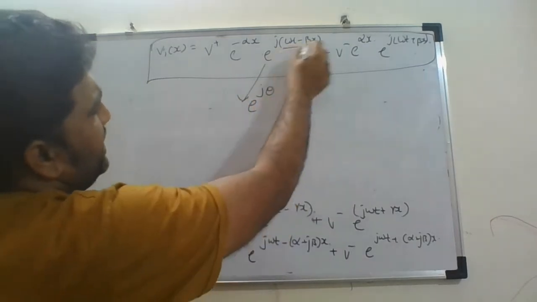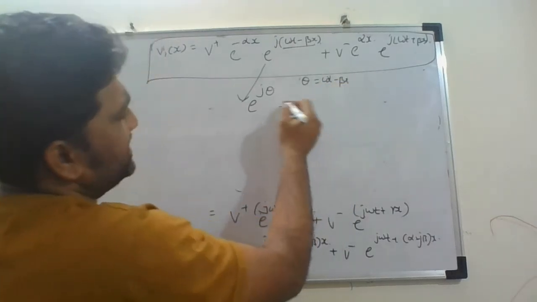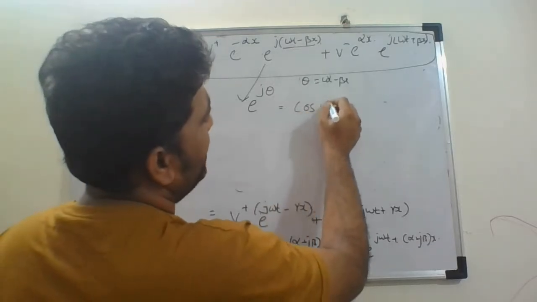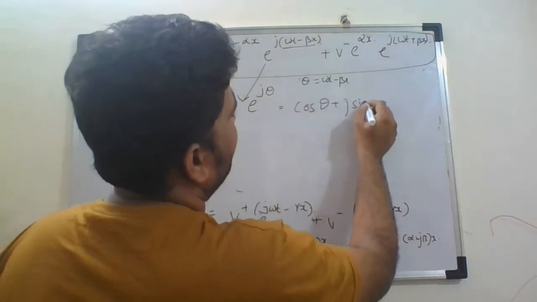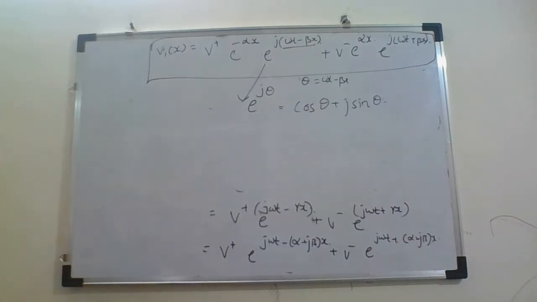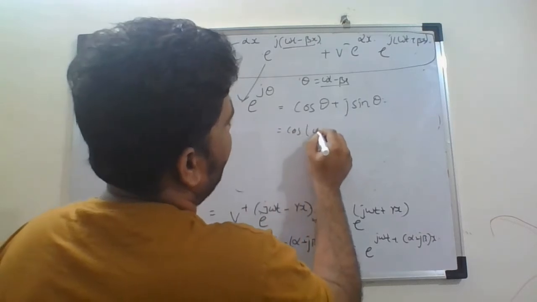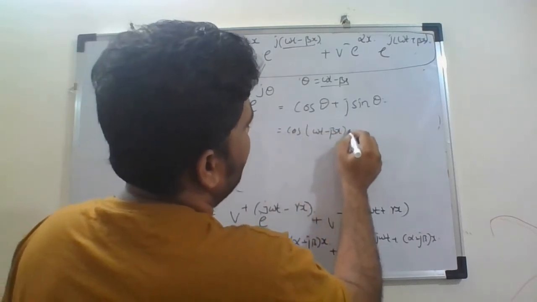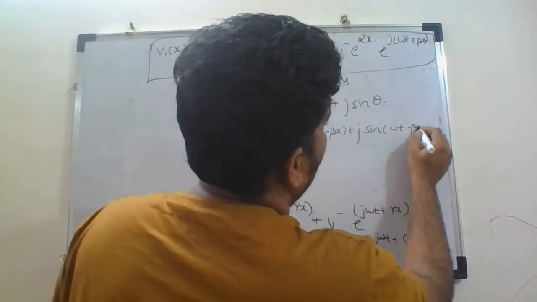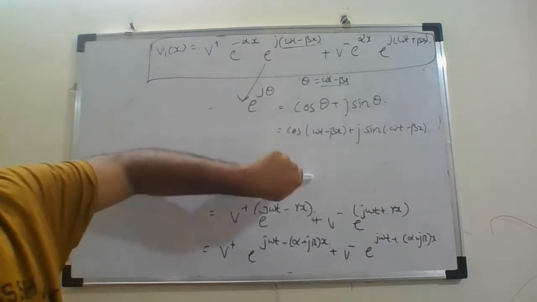Okay, so theta is equal to omega t minus beta x, which represents, generally we write e power j theta as cos theta plus j sin theta. Correct? So therefore, I can write this as cos of (omega t minus beta x) plus j sin (omega t minus beta x). This is the term that we get for this expression.